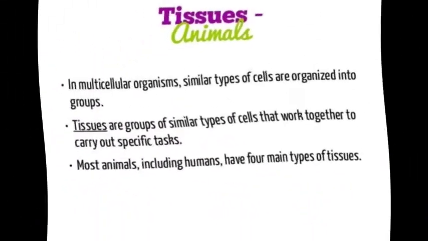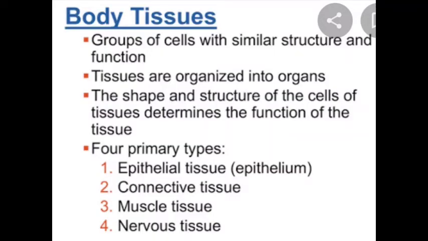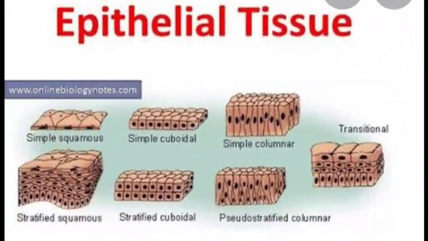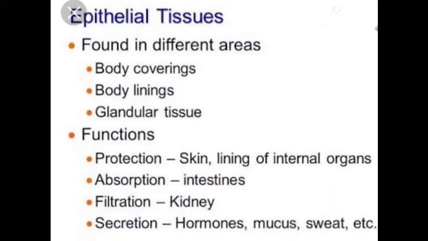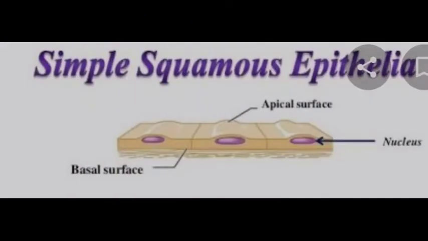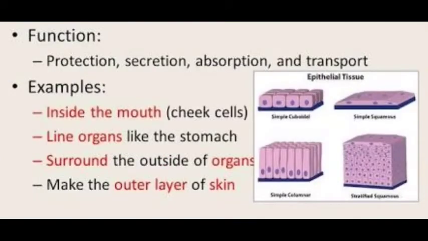Our next topic is animal tissues. Animal tissues are classified into 4 types based on the functions they perform. First, epithelial tissue. It forms the covering of the external surfaces, internal cavities, and organs of the animal body. Various types of epithelial tissues are simple squamous epithelium. They are formed of a single layer of thin flat cells forming a delicate lining.